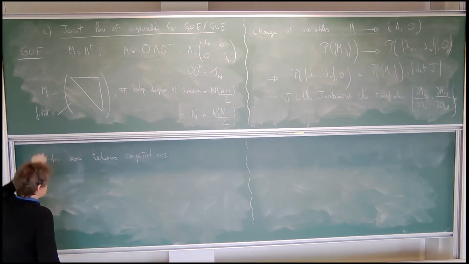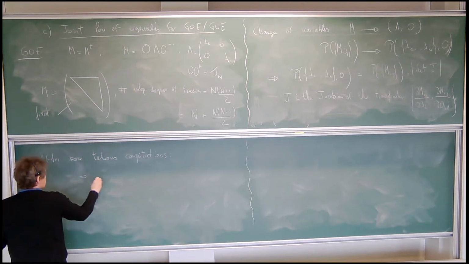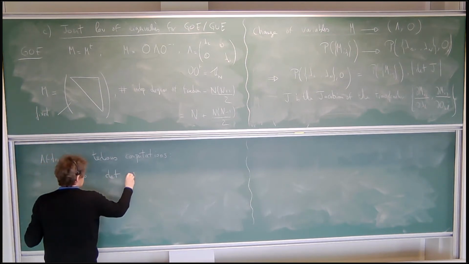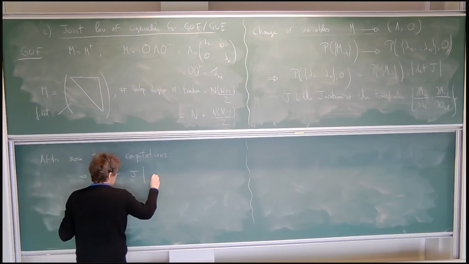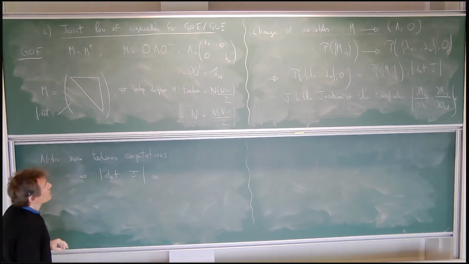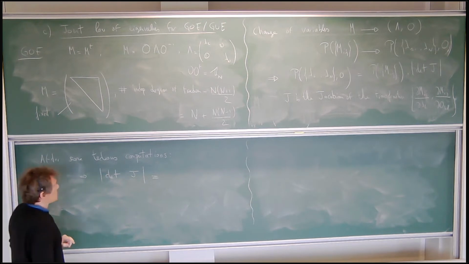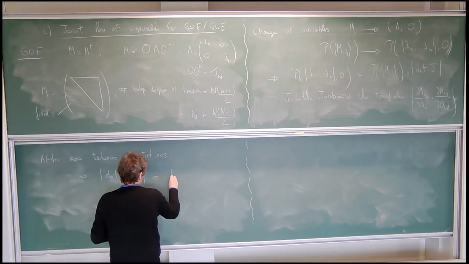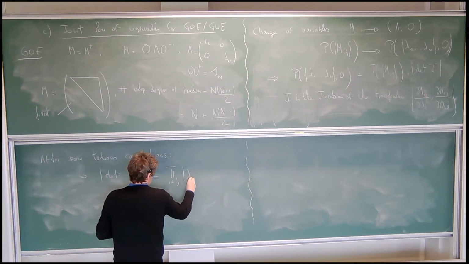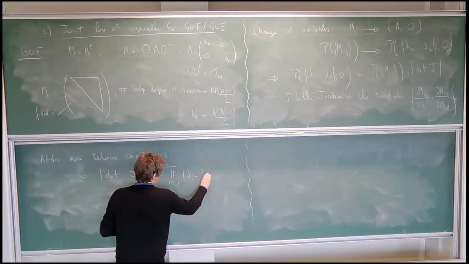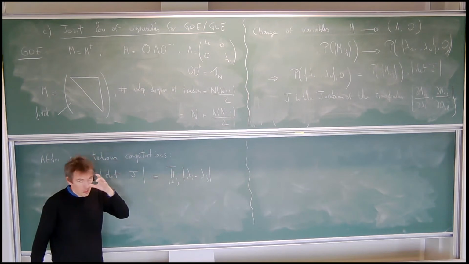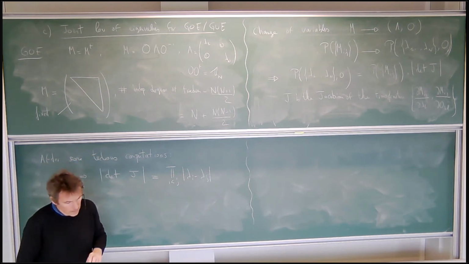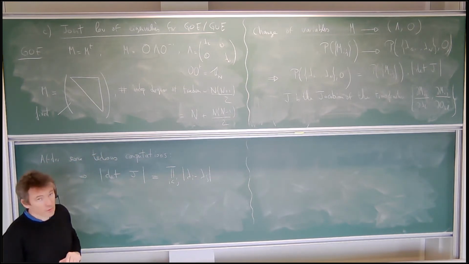So again, in the case of GOE, what we find is that the determinant of J turns out to be extremely simple, which is simply the product over i less than j of the absolute value of lambda i minus lambda j. So that's quite remarkable.